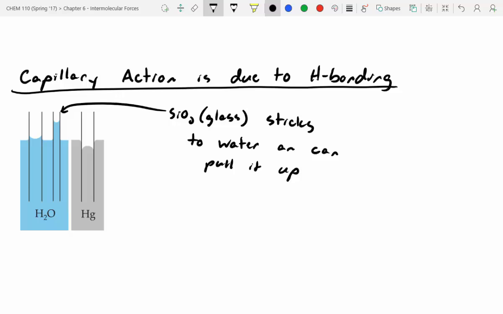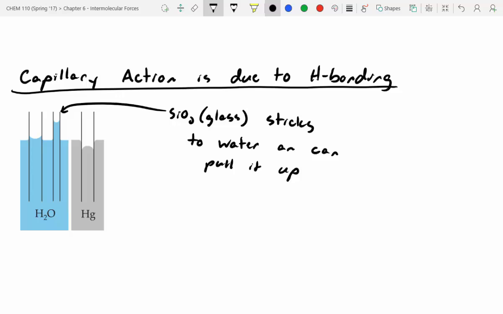Where else is capillary action used? For capillaries, sure. Plants, right? If you water your plant, it doesn't have any sort of mechanism to pull up water. It doesn't have a pump or anything like that. Instead, it's all capillary action. Inside the plants, you've got a bunch of carbohydrates and biomolecules that are really attracted to water, and so that water in the ground slowly gets pulled up into the plant. So it's very important for plants to be able to utilize capillary action, and it wouldn't be possible without H-bonding.